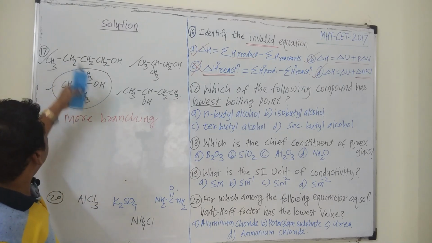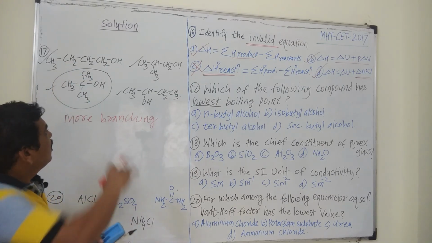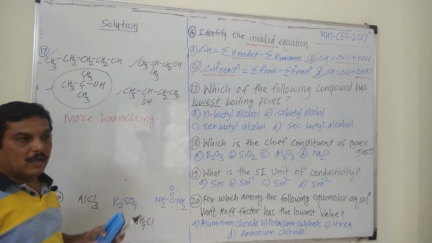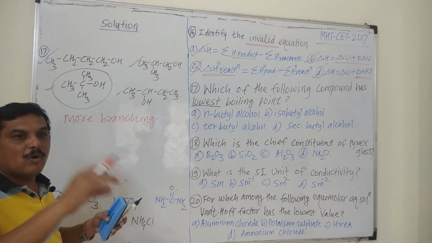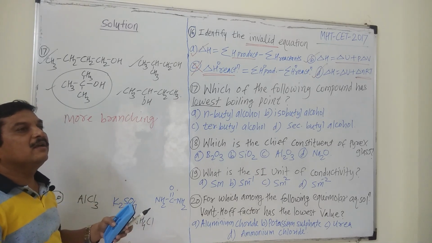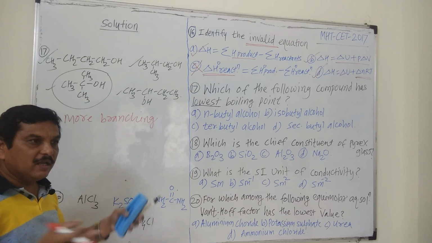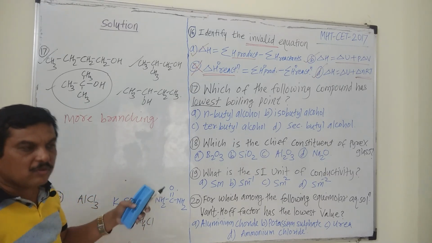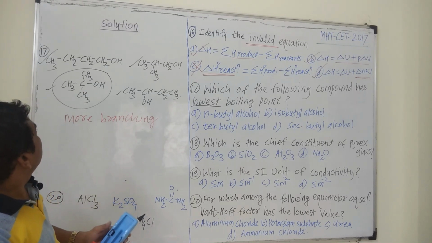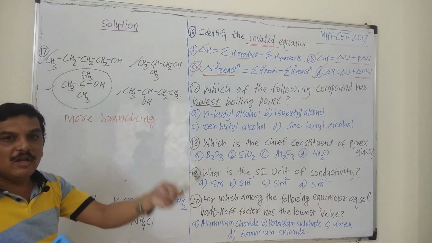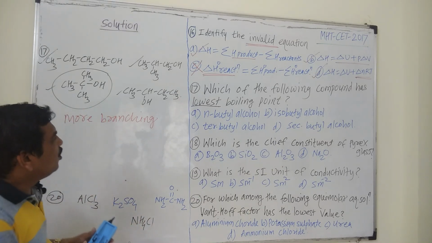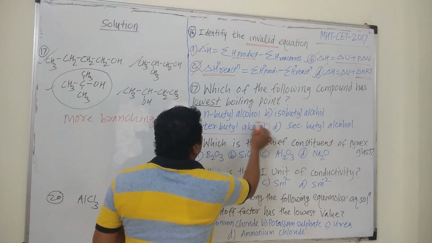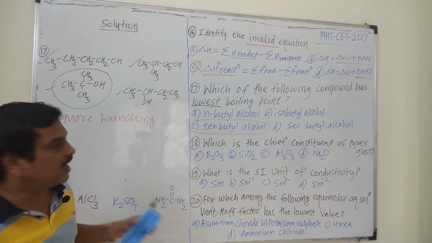Due to the van der Waals force of attraction between alcohol molecules having the same molecular formula, as the branching decreases, van der Waals force of attraction increases, and hence the number of molecules associated together increases, and the amount of energy required to break this association increases. Hence, less branching means higher boiling point, more branching means lower boiling point. Hence, the lowest boiling point is of tertiary butyl alcohol due to more branching.